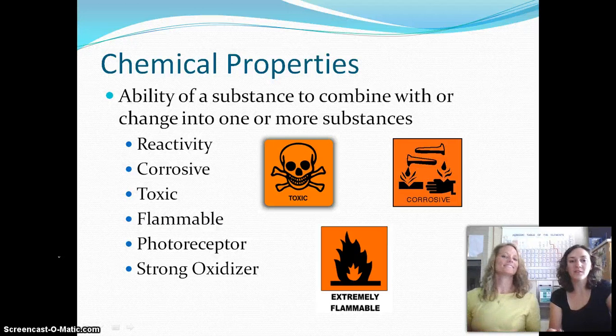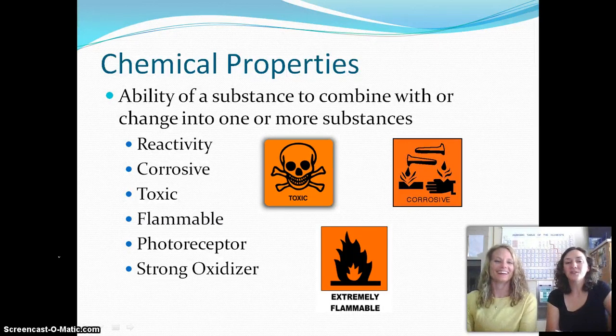Chemical properties. Chemical properties are different. These are the ability of a substance to combine with or change into one or more substances. So I've included some warning symbols that we get on a lot of the chemicals that we get in our lab. I have to say the corrosive is my favorite. It's so descriptive. You know what's going to happen.